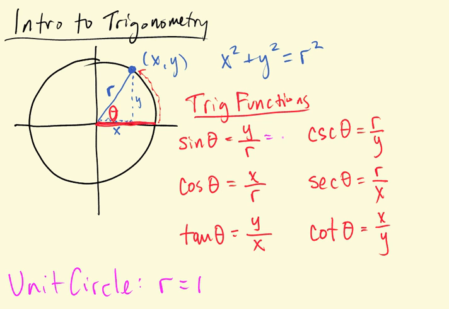Instead of y over r, it'll just be y over 1. Or instead of x over r, it'll just be x. Same thing here, 1 over y, here 1 over x. But again, that's only if the radius is 1. So some people memorize the 2 different ways. To me, I like to start with the generic radius r, and in the future we'll go to a radius of 1 for the unit circle.